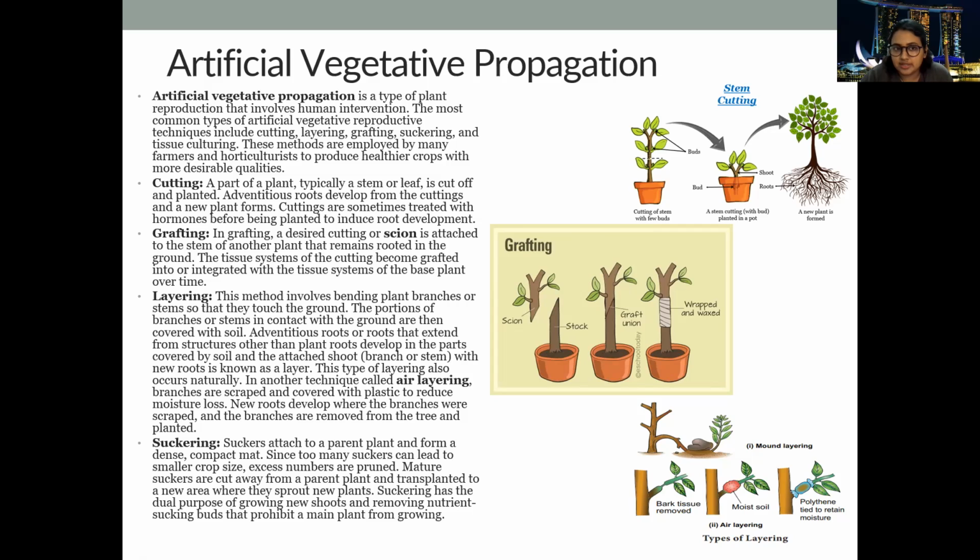Tissue culture we already discussed. So these methods are employed by many farmers and horticulturists to produce healthier crops with more desirable characters. Fine. So what is cutting?